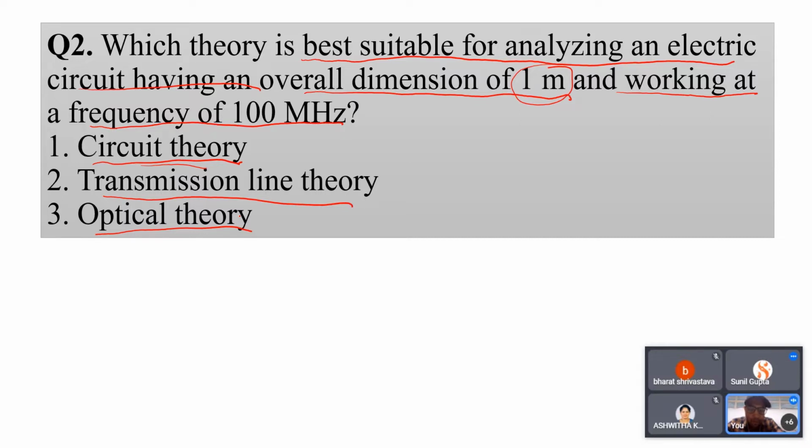So, anyone from the audience? Transmission line theory. Why? Because here the wavelength will be 3 meter, as discussed in the previous slide. And the overall dimension of the circuit is 1 meter, which is comparable to the wavelength, and hence transmission line theory would be applicable here. Yes, you are right.